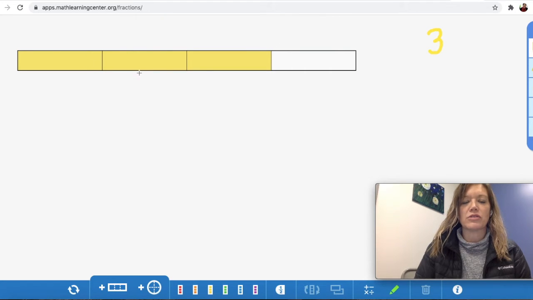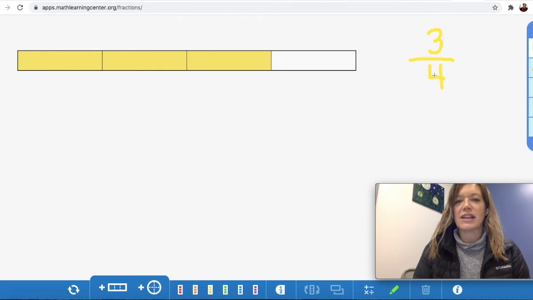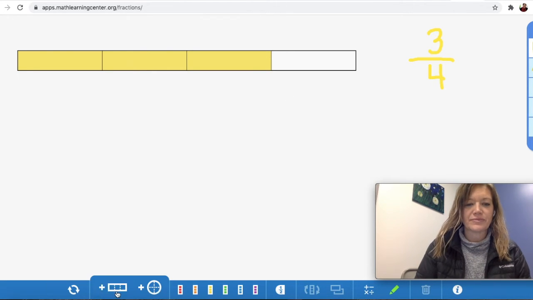How many parts are there total? 3 out of how many parts? So I use a line and I write 4 as my denominator. So when I read this number, I read it as 3/4, and I know that it means I have 3 out of 4 parts. Let's look at another one.